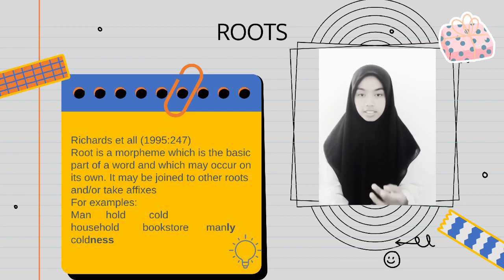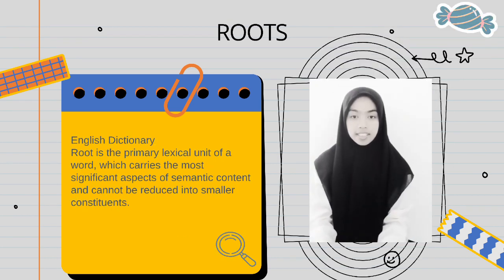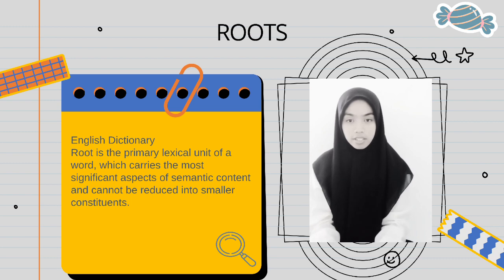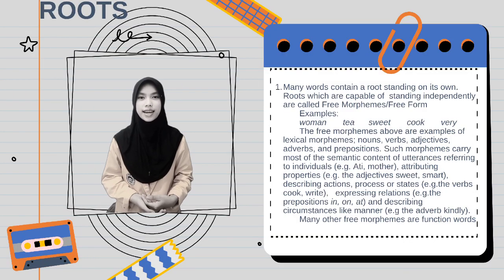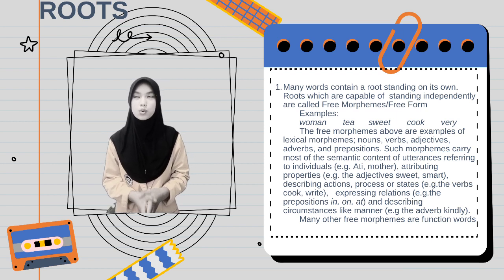manly, calculates. English dictionary: Root is the primary lexical unit of a word which carries the most significant aspect of semantic content and cannot be reduced into smaller constituents. Many words contain a root standing on its own. Roots which are capable of standing independently are called free morphemes or free forms. Examples: woman, tea, sweet, cook, and very.